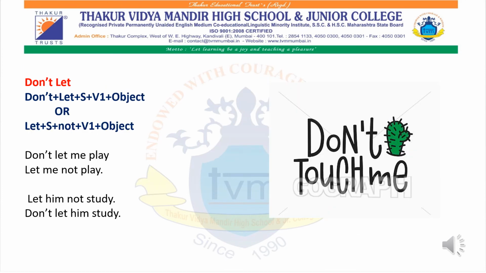Now here, if that let him do something, it can be positive also, it can be negative also. If it is positive, it will be let plus subject plus verb first form plus object. If it is negative, then you have to add not. Either you can add not in the start, or, as I mentioned, let plus subject plus not plus verb first form plus object. For example, don't let me play. The second one is let me not play. The next example, let him not study. The next one, don't let him study. So we see that it can be written in this form also, and it can be written in the second form also. Both are correct. So always remember, if it is negative, you can either add not in the start or you have to add it after the subject if we are letting someone do something.